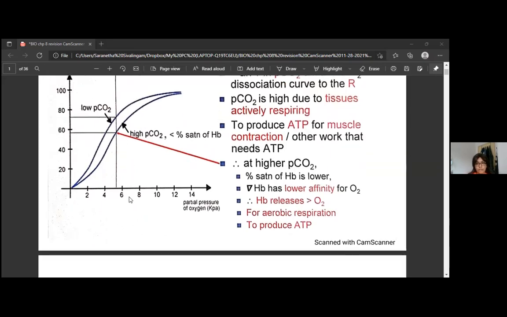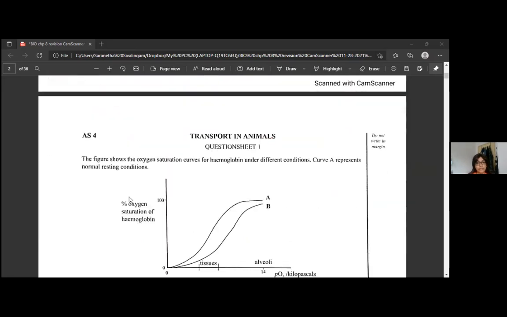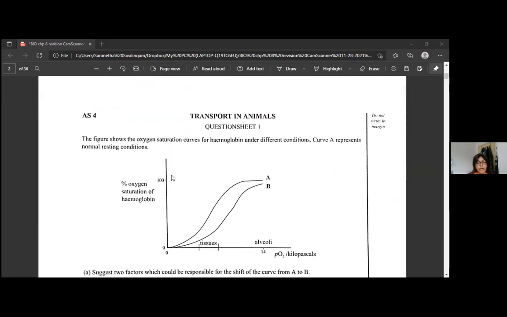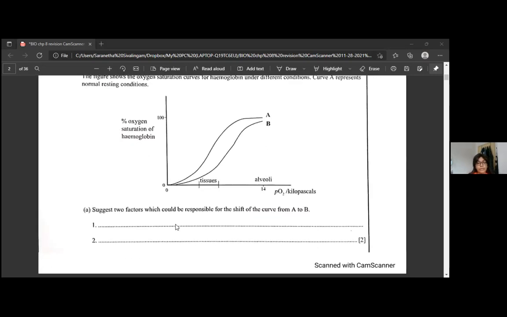affinity for oxygen. So this first question, the figure shows the oxygen saturation curves for hemoglobin under different conditions. Curve A represents the normal resting conditions. Suggest two factors which could be responsible for the shift of the curve from A to B. So the first thing we can talk about is that curve B actually has a higher carbon dioxide concentration, or I can say it has a higher partial pressure of carbon dioxide.